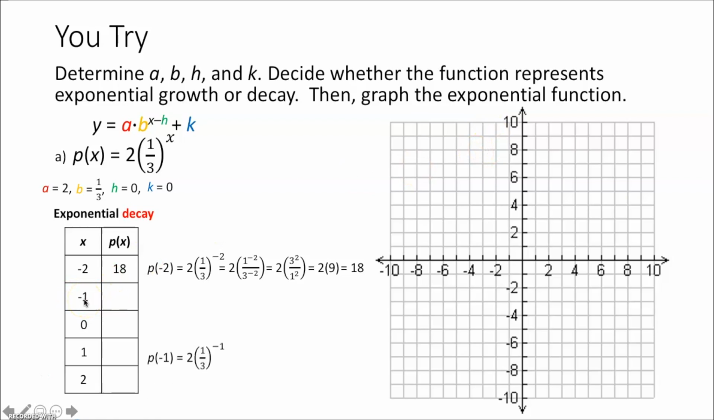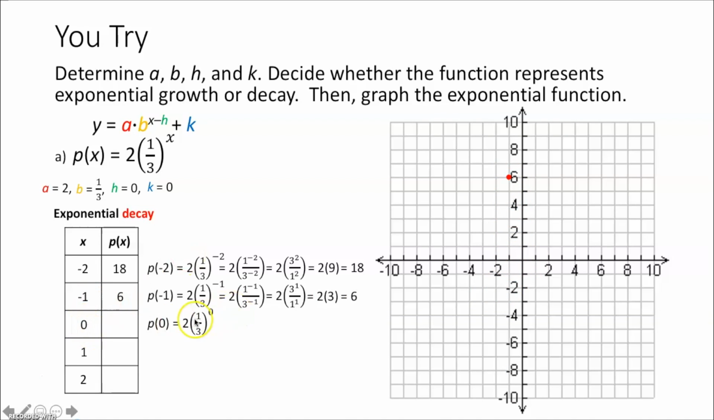-1, I'm going to plug in -1 for x. So again, the exponent goes to the numerator and denominator. Got to flip these because we need to make them positive exponents. 3 to the first is 3, and then 3 times 2 gives you 6. So that is the y value that goes with an x value of -1. So we go over to -1 up to 6 on the y-axis, put a point.